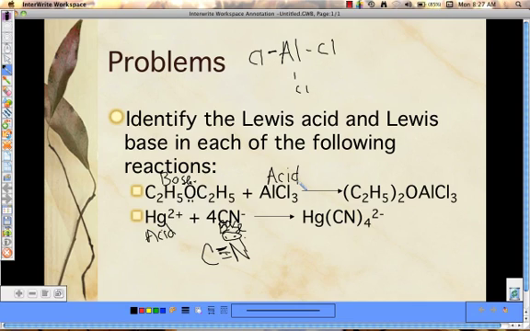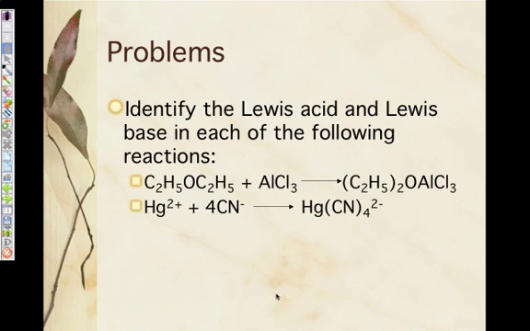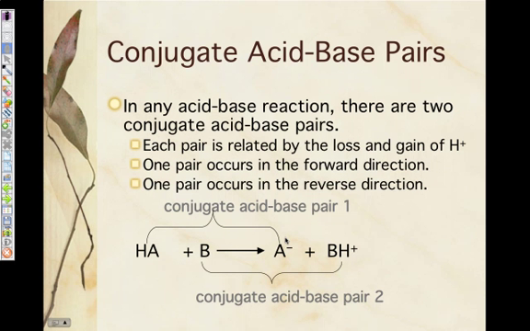That's just a couple examples. We really aren't going to be using this theory as much as the Bronsted-Lowry theory. Okay, and then conjugate acid-base pairs. In any acid-base reaction, there's always 2 conjugate acid-base pairs. It's all related to the gain and loss of protons. So we're going back to the Bronsted-Lowry definition.